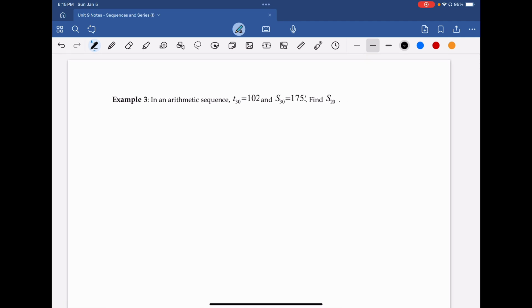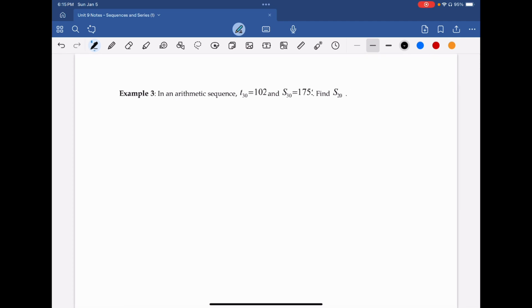All right, now let's go to example 3 on our next page. Example 3 on our next page, again, they give us this really important information right off the top. We have an arithmetic sequence, meaning we're dealing with adding or subtracting by the same amount.